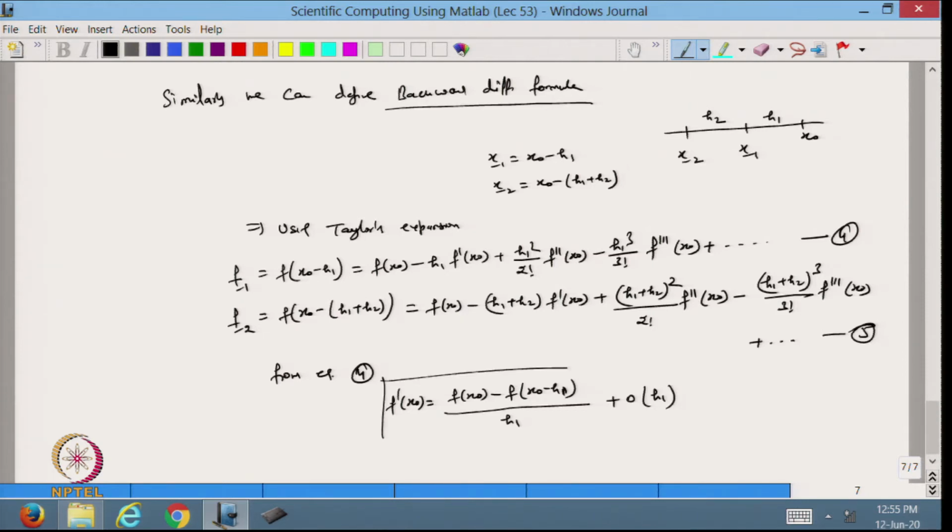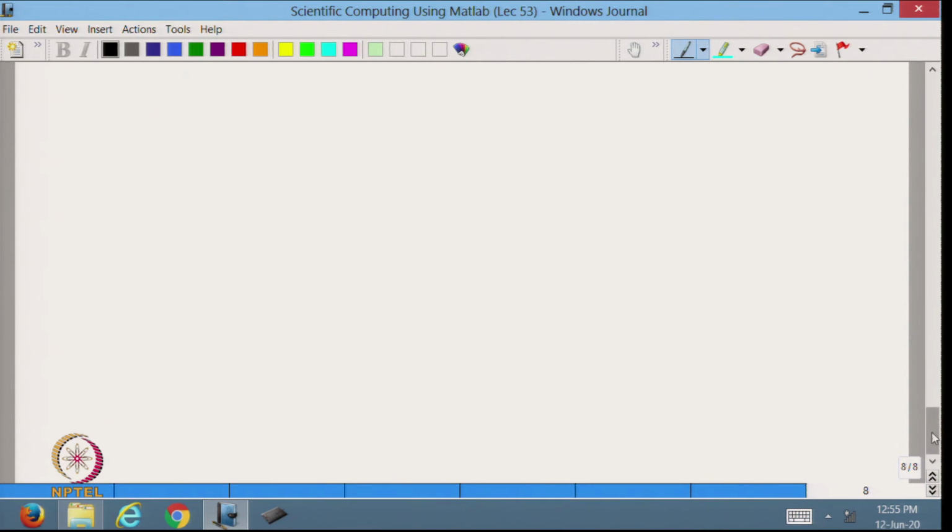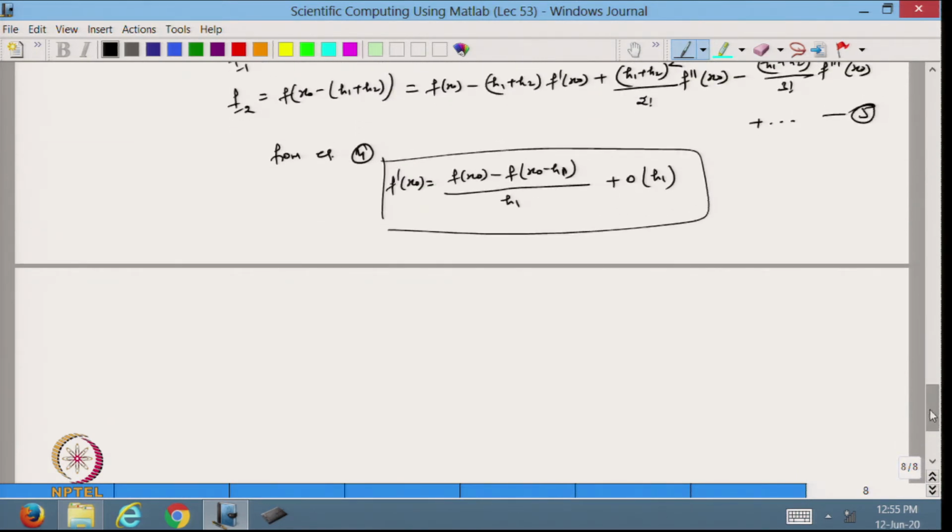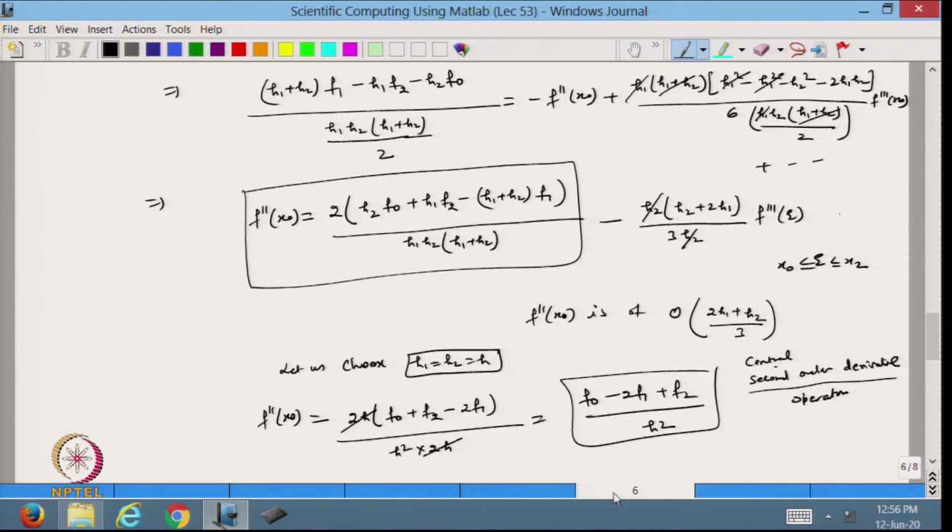So this is the backward difference operator for the first order derivative. That we already know: if h1 is equal to h, then this is just the backward operator for the equispaced data. So this one we can define very easily. Now suppose I want to define this for the higher order first derivative. So the same way we have done in the previous lectures, yeah, this one.